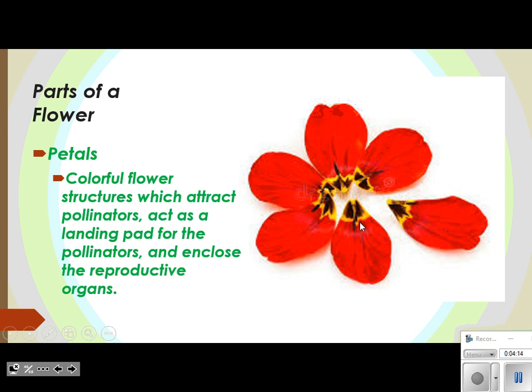Okay? Remember, we talked about perfect and imperfect, right? What was an imperfect flower? It did not have both the male and the female. The perfect had both male and female. Imperfect did not. Okay? So as we're going to see, enclosed in these flowers, in these petals somewhere, are going to be the male and the female reproductive organs.